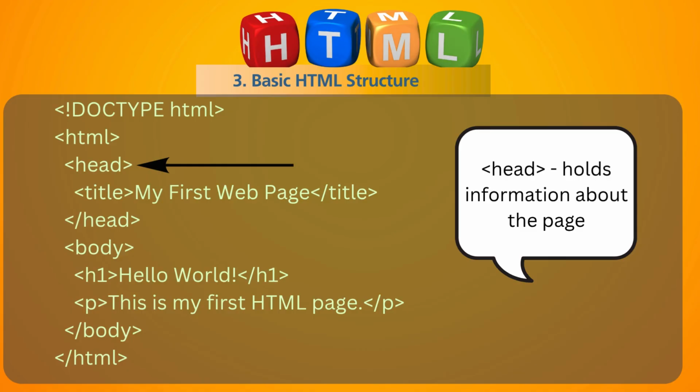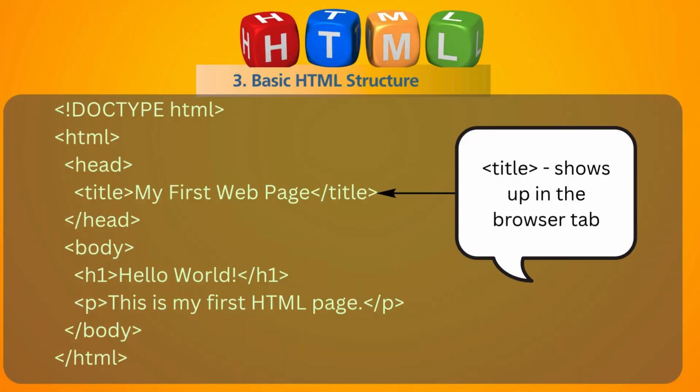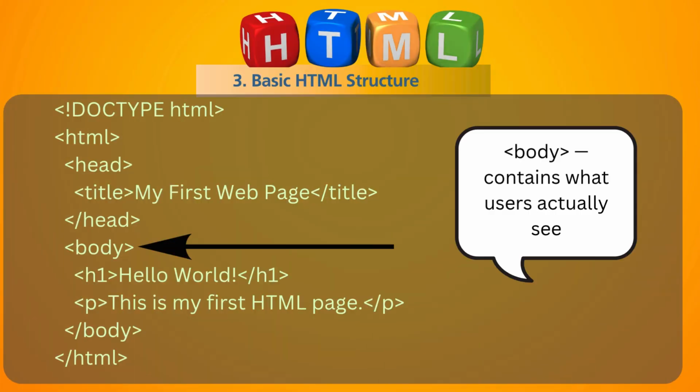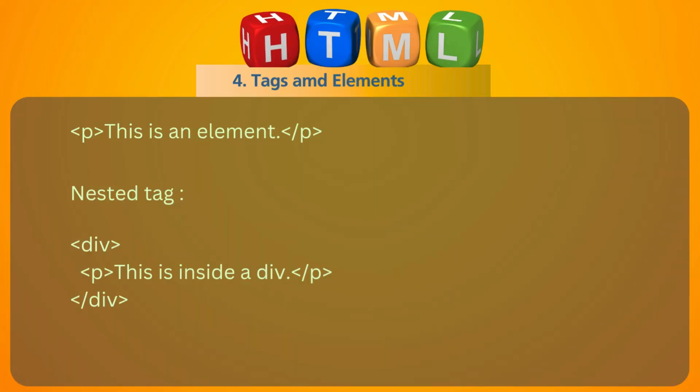Now we will see another tag. My first web page, that is the title. Title shows up in the browser tab. We will see another tag, the most important one, body, which contains what users actually see. When you execute this HTML, it will show the contents inside the body. The p tag will define a paragraph. Whatever content is written within the opening p and the closing slash p will be shown in the browser automatically.